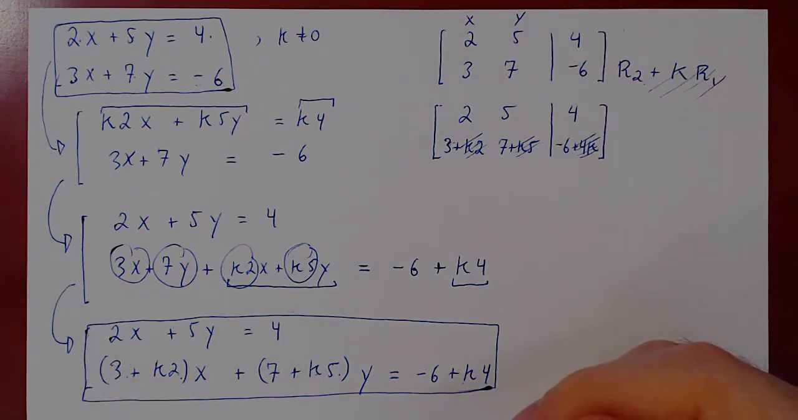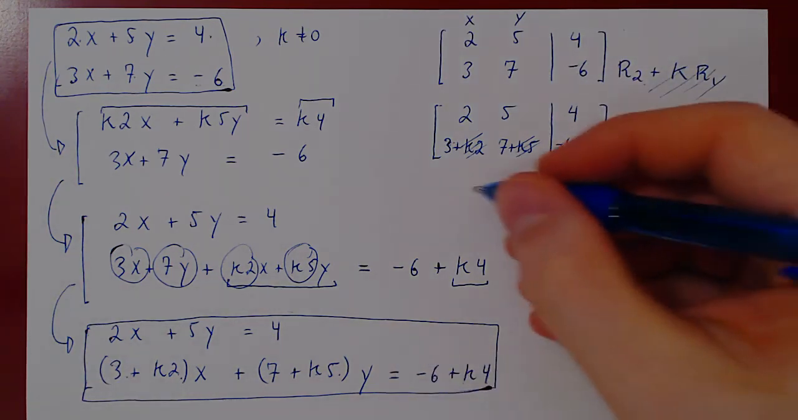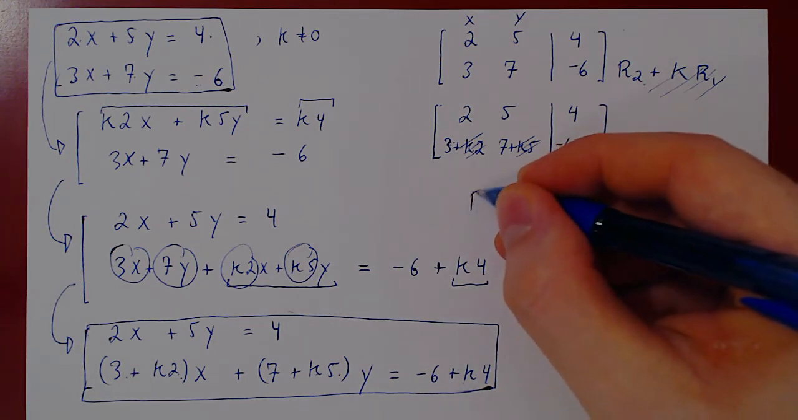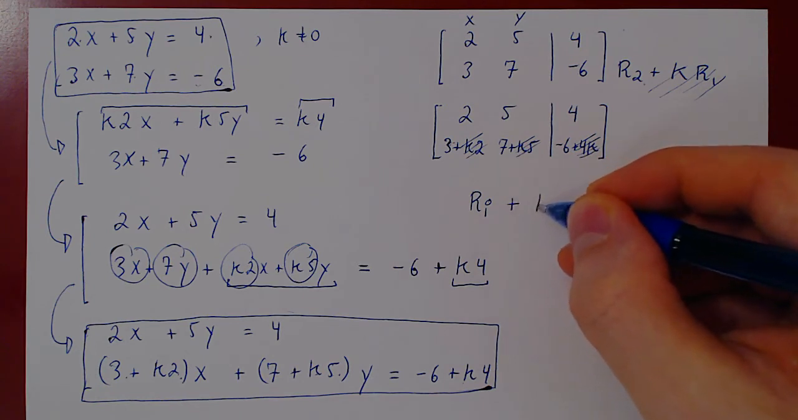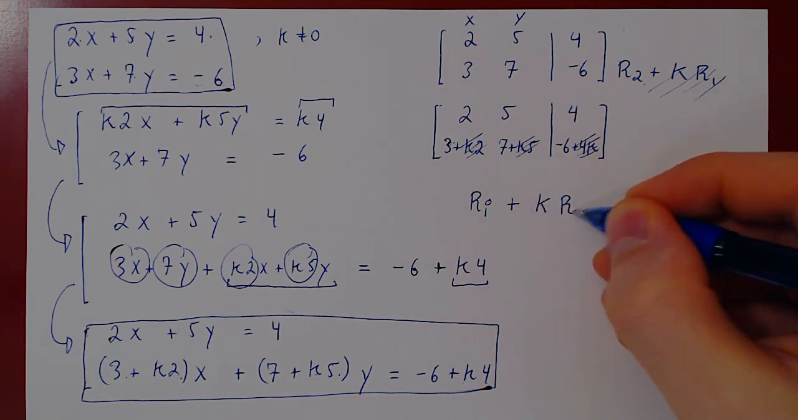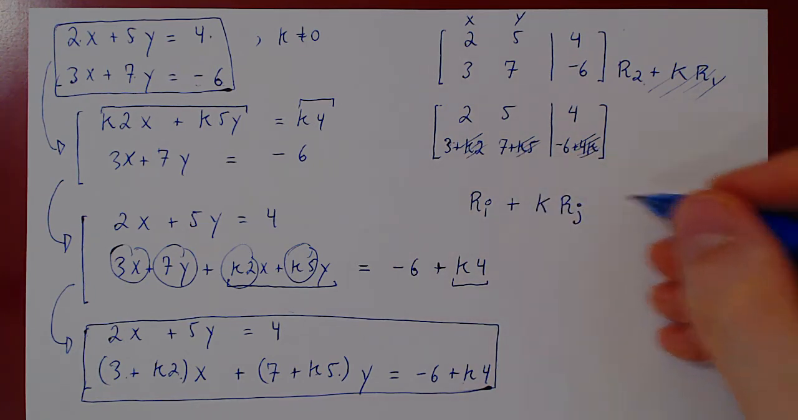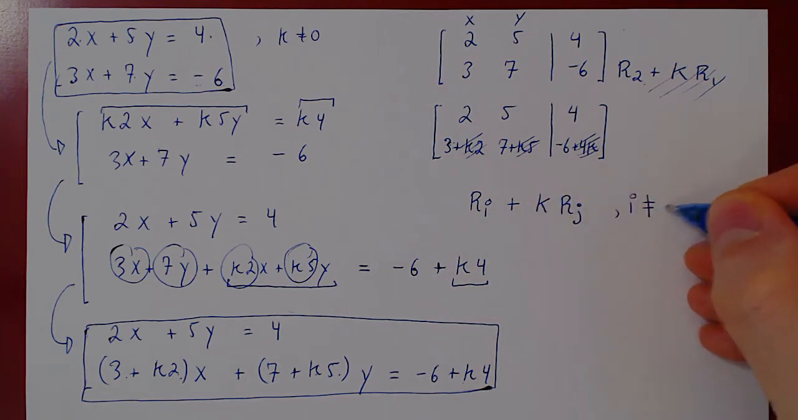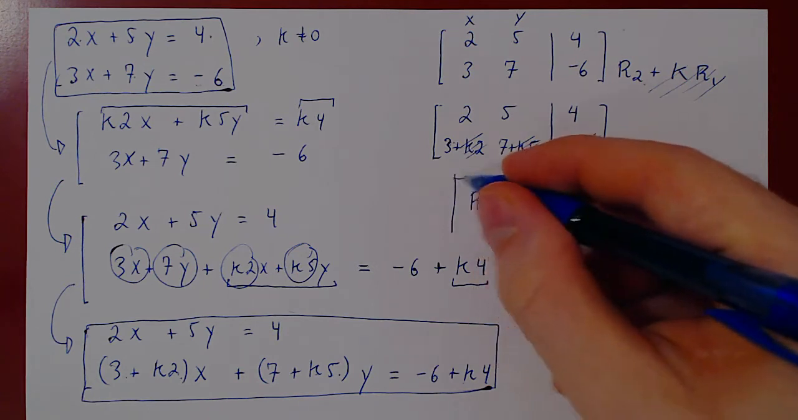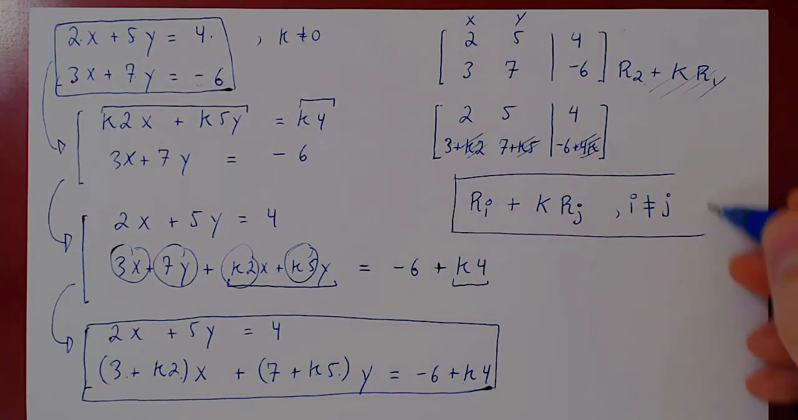And this is our third and final type of row operations. We can take a given row and add to it some multiple of another row. I and j must be different, of course. And this is our third type of row operations.